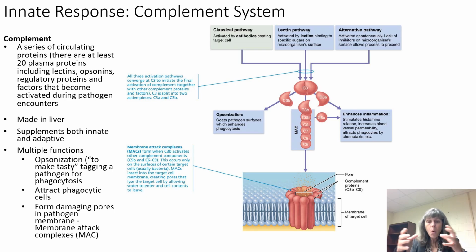And so when we get pores in the membrane of the target cell, water from outside of the cell can now come in and cause the cell to burst and break apart. So that's what the membrane attack complexes do. They form these damaging pores in the membranes of pathogens. So again, the complement system involves both innate and adaptive immune responses when it comes to our defense systems.